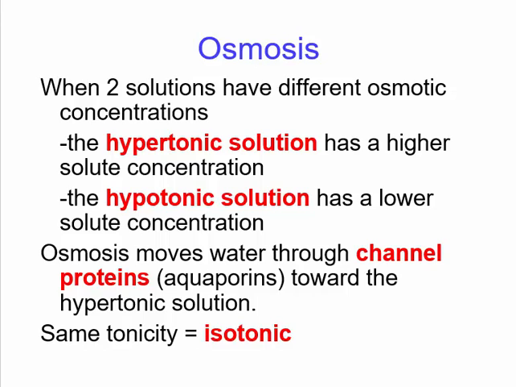Hypotonic has a lower solute concentration. So we can use that same example. That river is hypotonic relative to the ocean. So the river is less salty. And if you actually had the same solute concentration, that's the last point here, we would say that's isotonic. So iso is the same, hypo is below, hyper is above. And in our cells, water will move through those channel proteins, those aquaporins, again, toward the hypertonic solution.